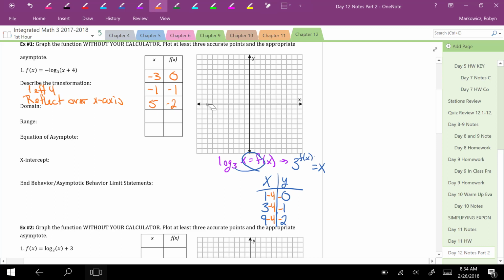All right. Knowing that we went left 4, does that affect my asymptote? Yes. Where's my asymptote now? X equals negative 4. So I'm going to draw that in. Ladies and gentlemen, make sure you draw that in. And I'm also going to fill that in for the equation of my asymptote. X equals negative 4. Once you have that, go ahead and plot your 3 points and sketch your graph.